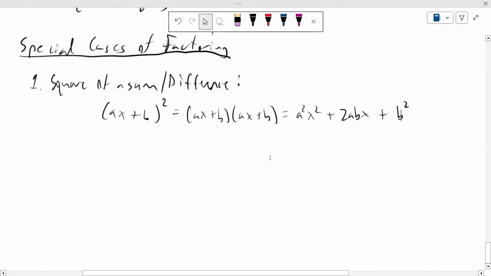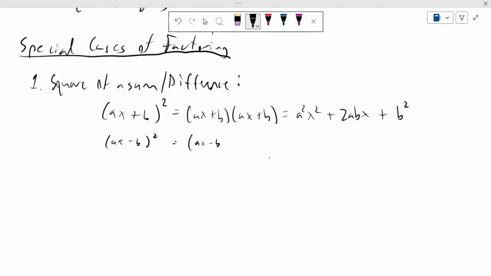So it's called the square of a sum because we have a sum here and we're squaring it, right? There's a difference formula also. So ax minus b, we square that. This is the same thing as ax minus b times ax minus b, right? And so we're going to get a squared x squared minus 2abx plus b squared.